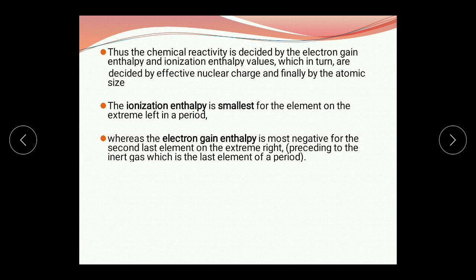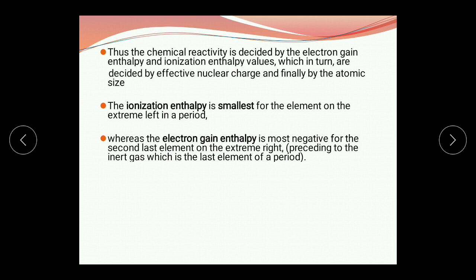What does negative electron gain enthalpy mean? Negative means energy is released when an electron is added. The values are most negative, which means they are eager to gain an electron to achieve the noble gas configuration, because they require only one electron. So these two values, ionization enthalpy and electron gain enthalpy, decide the chemical reactivity.